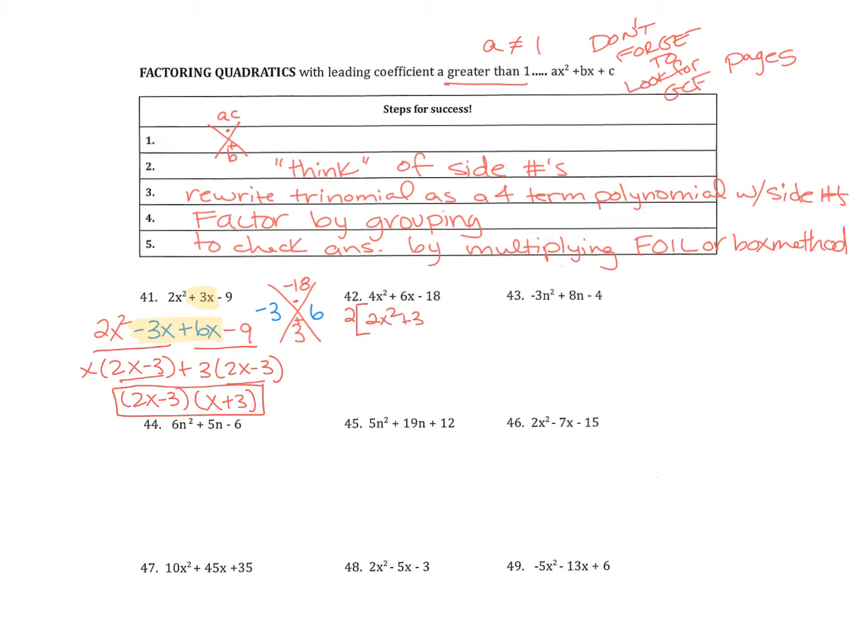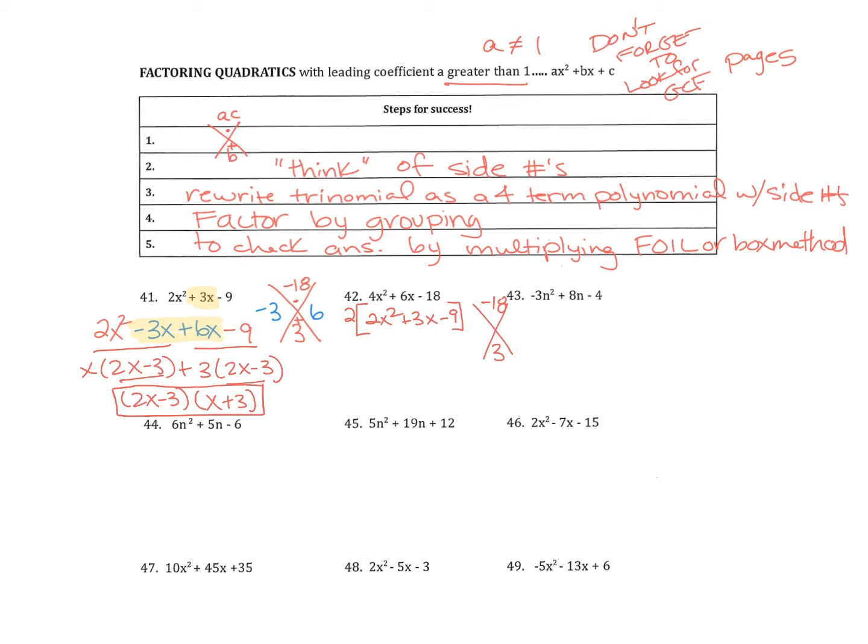6x divided by 2 is 3x, and negative 18 divided by 2 is minus 9. So now I do my problem. I create my diamond. Negative 9 times 2 is negative 18, and then underneath, I've got my positive 3. It's actually the same problem we just did. But let's keep going, you guys.